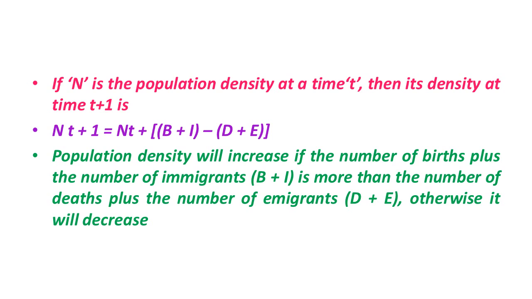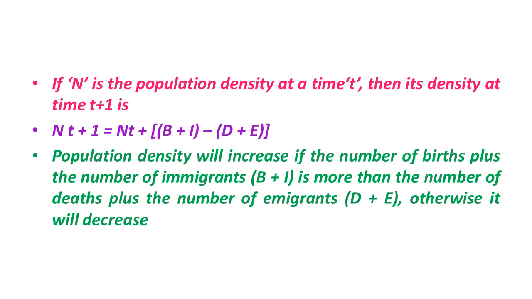Now we have a clear idea about the figure, and we can also understand this equation. The population density will increase if the number of births plus the number of immigrants, that is B plus I, is more than the number of deaths plus the number of emigrants, that is D plus E. Under normal conditions, birth and death are the most important factors influencing population density. The other two factors assume importance only under special conditions.